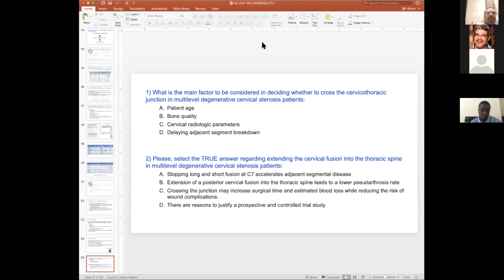As I said, I include the SVA, I include the cervical lordosis, the T1 slope. It's very important. For me, to finish the surgery with a good cervical balance, along with the decompression, are both my goals of the surgery.